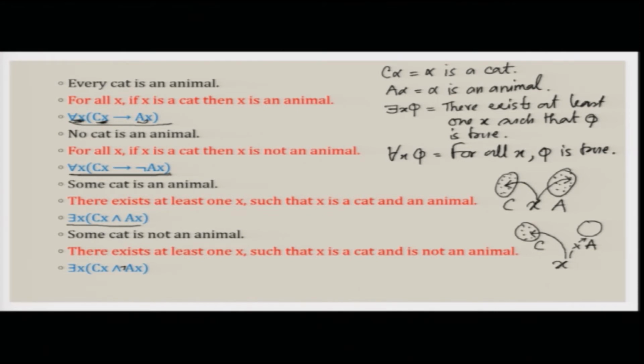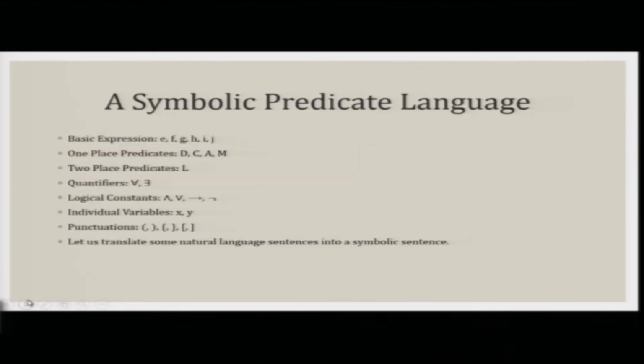So, this is the translation. I write it again because there was a mistake, c x and neg a x. This will be the right translation of the fourth sentence. So, this is how we translate sentences.